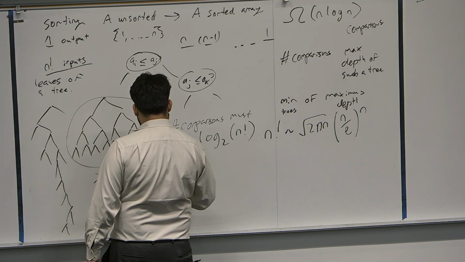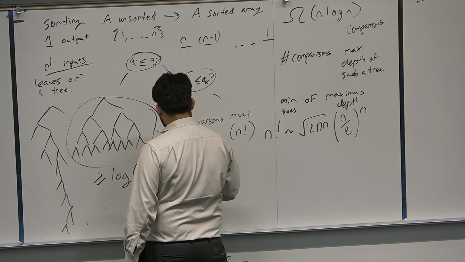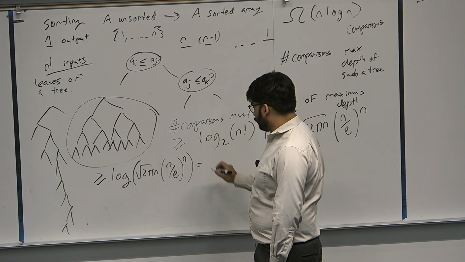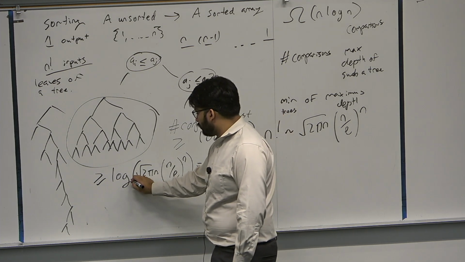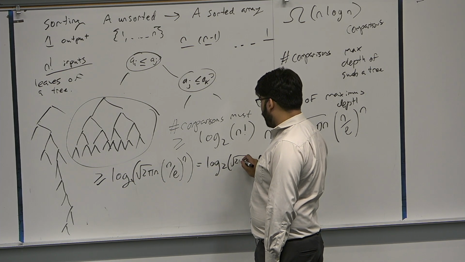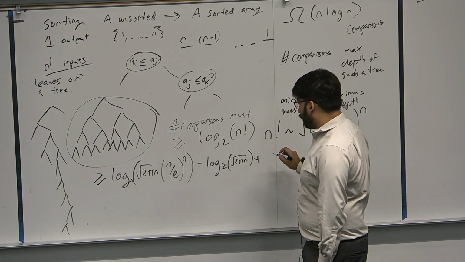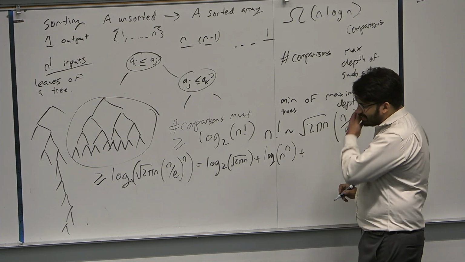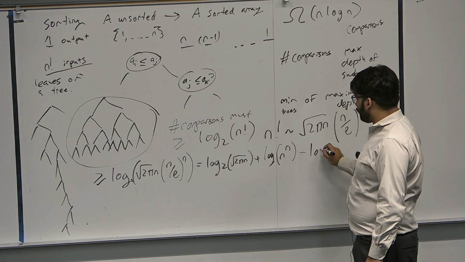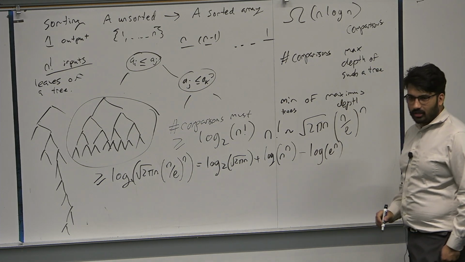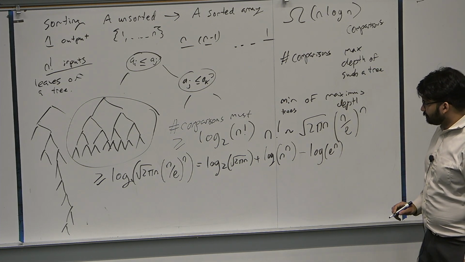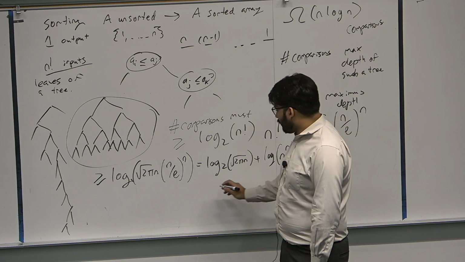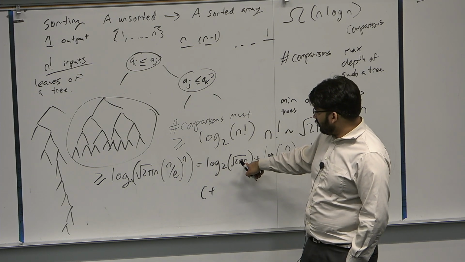square root of 2 pi n times n over e to the n, which is going to be equal to log, and this is log base 2 for now, log base 2 of square root of 2 pi n, plus log of n to the n, plus, and then we get that e to the minus n, so it's going to be minus log of e to the n. Does that sound right? Log rules?